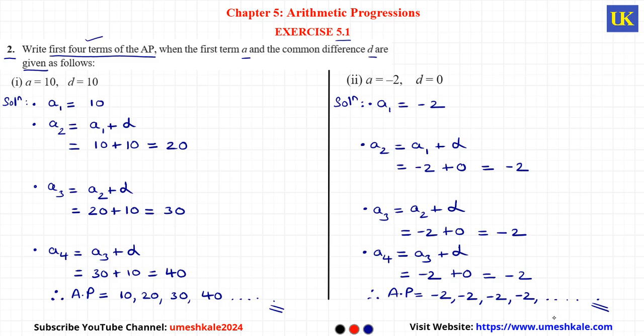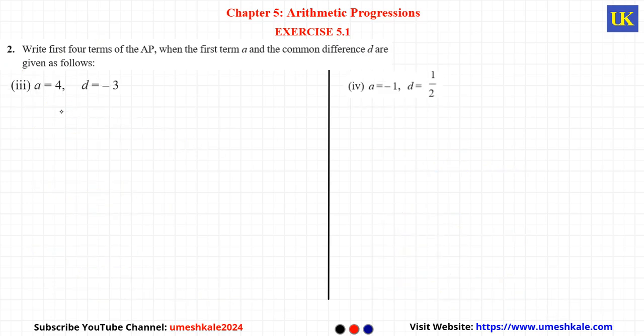Now we will see the next question on the next page, the third sub question. First we will write A1. A1 is 4. Then we will write A2. For A2 we take A1 and add D to it. So A1 is 4 plus D, which we write as it is from the formula, and for D we have minus 3, so we put that in brackets. Then 4 plus minus will become minus, so 4 minus 3, which is 1.